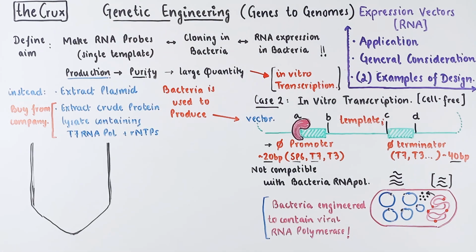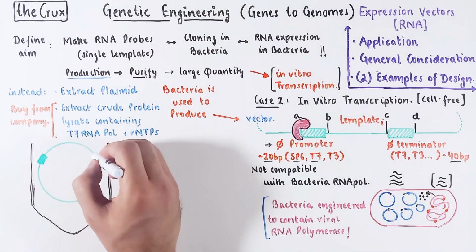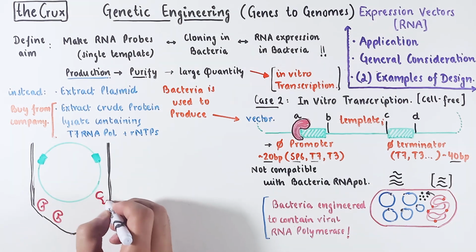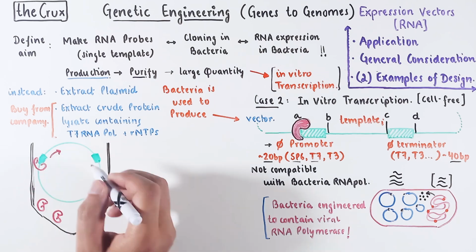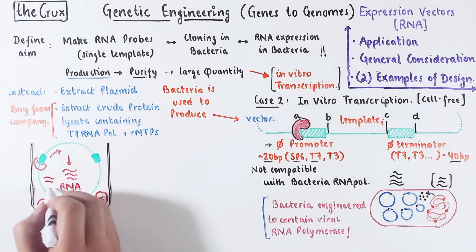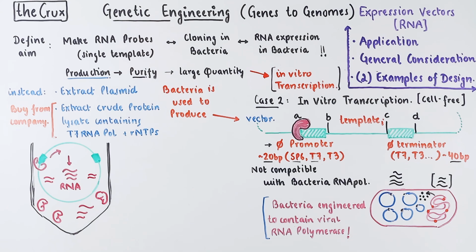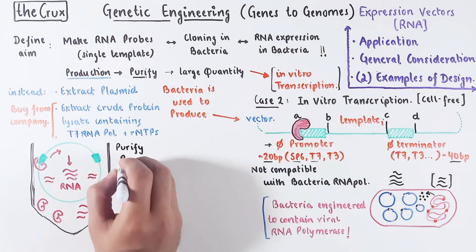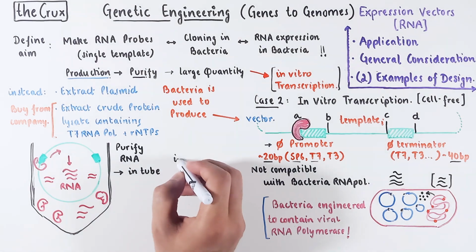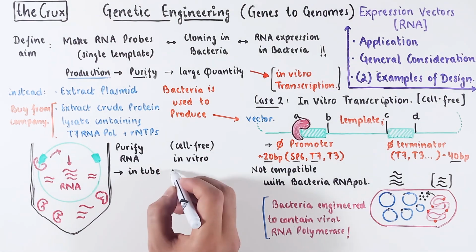Once you have these two things at hand, you take the plasmid and mix it with the viral polymerase in a tube. The viral RNA polymerase binds to the promoter on the plasmid and makes RNA. When the reaction is done, you simply purify the RNA. In this, there is no contaminating RNA from the bacterial genome. Since all of this is done in a tube, this is called in vitro or cell-free transcription.